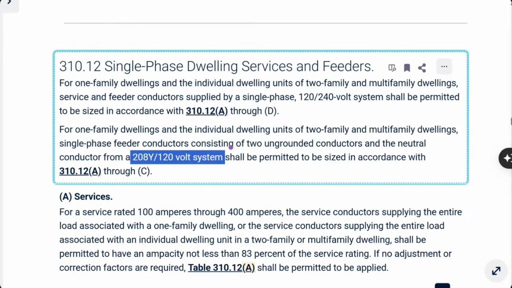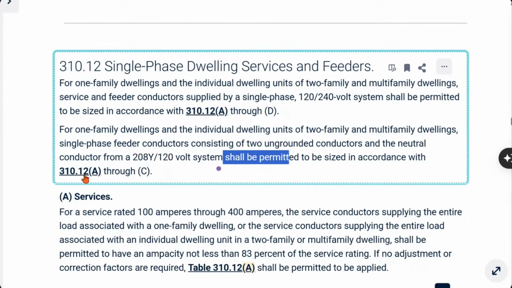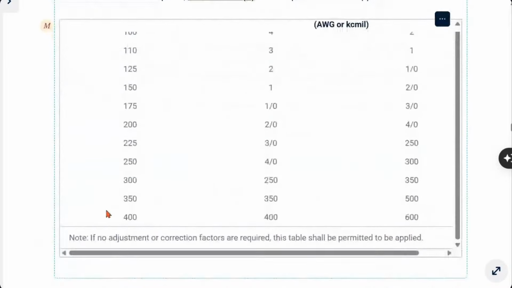You're just taking two of the phases and the neutral. It shall be permitted to be sized in accordance with 310.12 A through C. So this one, if it's 120/240 volt, you can use A through D. If it's derived from a 208Y/120 three-phase system, where it derives single phase from it, then you're limited to A through C. And the only difference in these two, by the way, is the grounded conductor size.